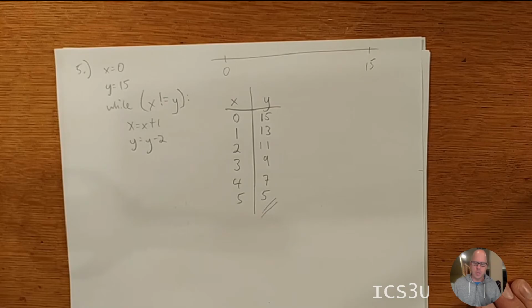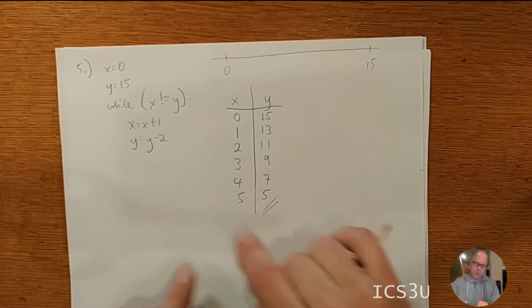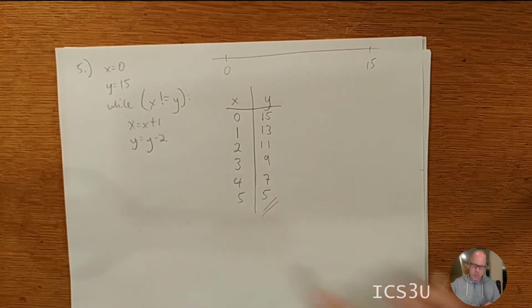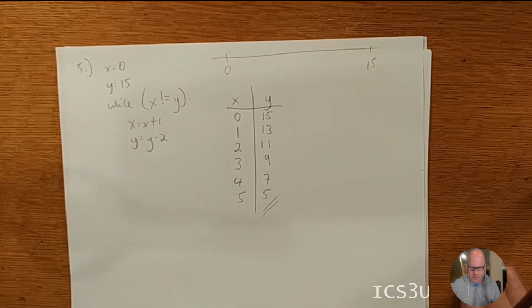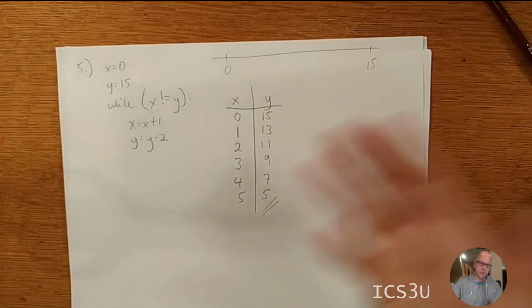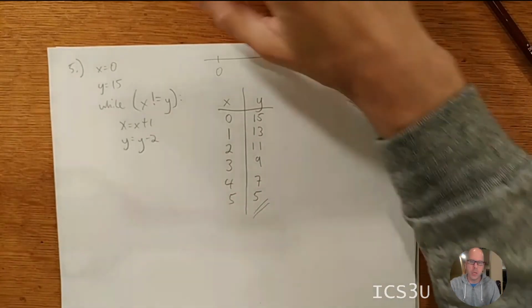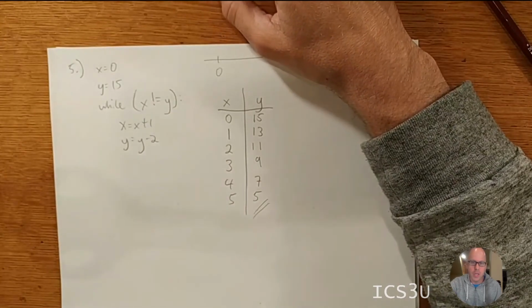All right, now if they never became equal to each other, it would be possible if y hopped over x and then this loop would never end. But that would not be a question that I would want to give you, or I'd say just do the first 5 rows. Okay, so that's it for trace tables.